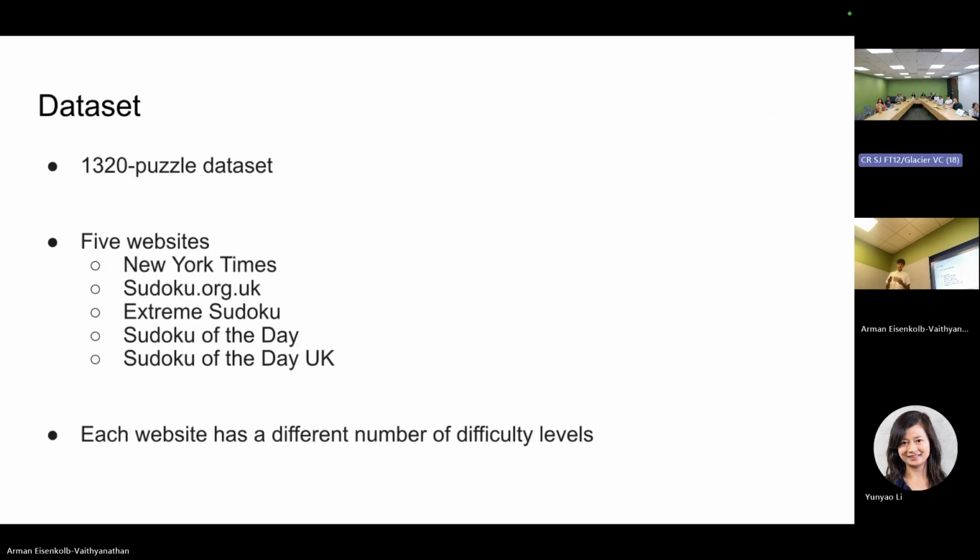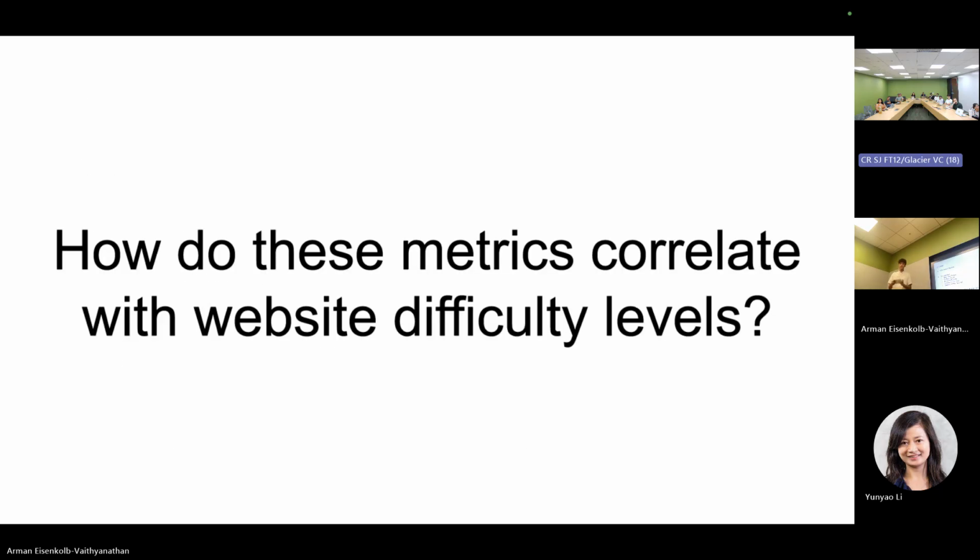Before I move on, I'd like to introduce the data set we use for our experiments. It is a 1,320 puzzle data set taken from 5 websites. Each website has a different number of difficulty levels. So for example, New York Times has easy, medium, and hard. The remaining 4 Sudoku websites have 4, 5, or even 6 difficulty levels. For my dataset, I've taken a total of 60 puzzles from each difficulty level in each website.